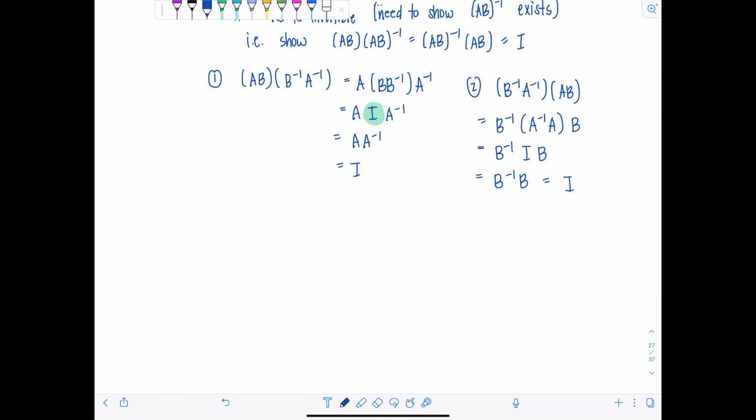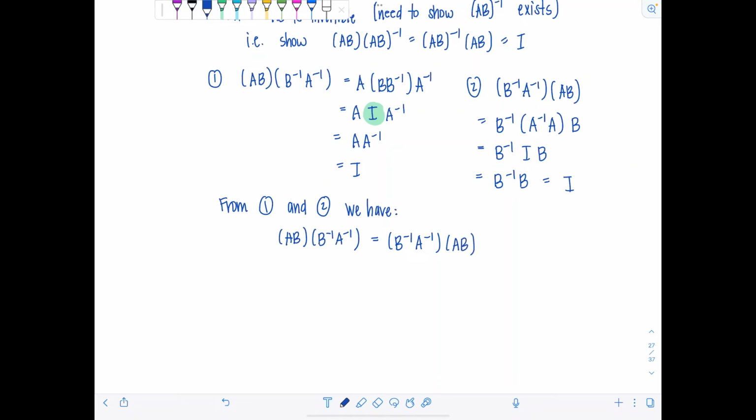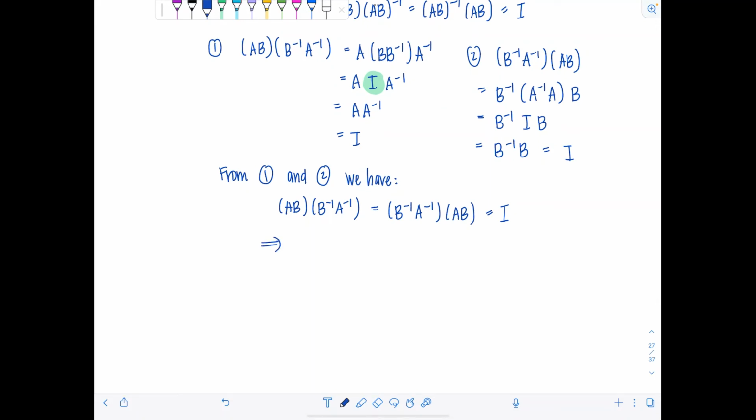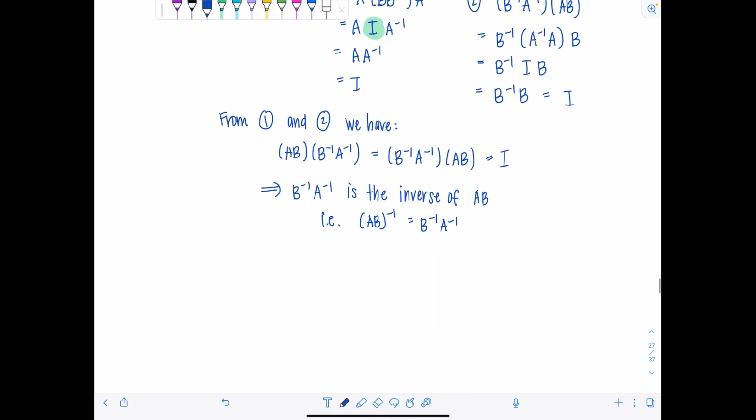So combining the results from 1 and 2, what do we have? Well, we have that AB times B inverse A inverse is equal to B inverse times A inverse times AB, which is equal to the identity matrix. So what does that tell me? That B inverse A inverse is the inverse of AB, which means that if you want to find the inverse of AB, it's equal to B inverse A inverse, as desired.